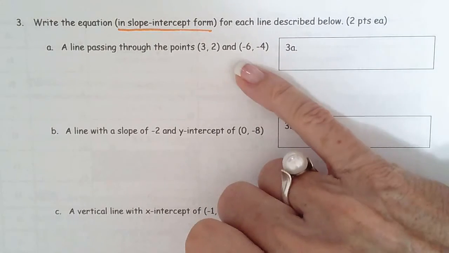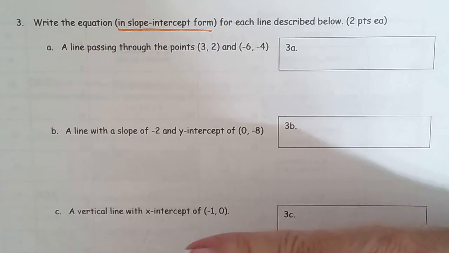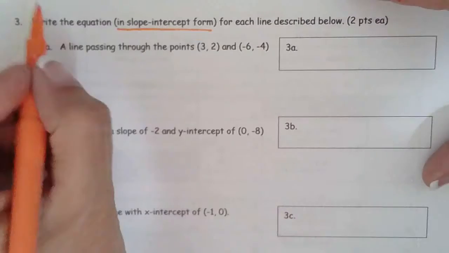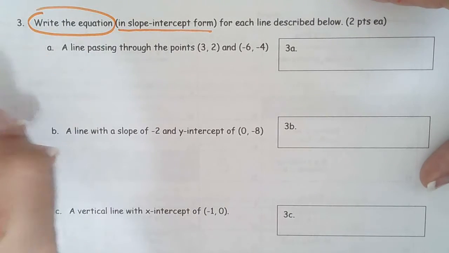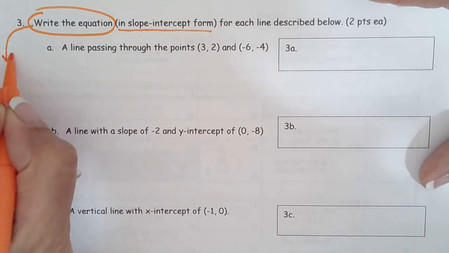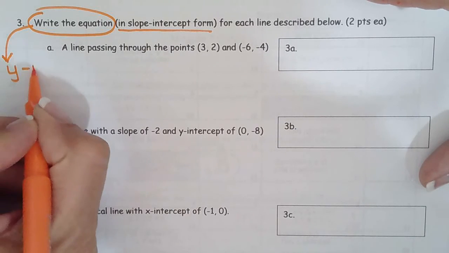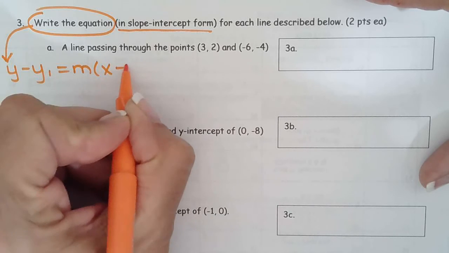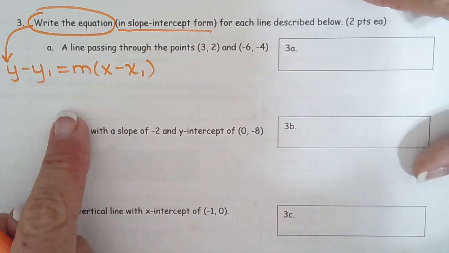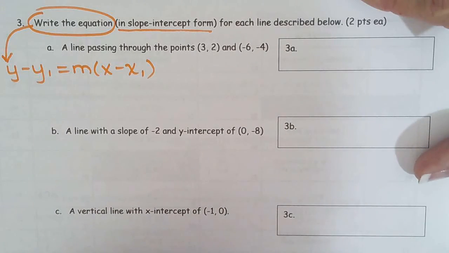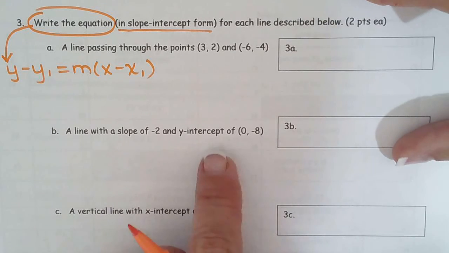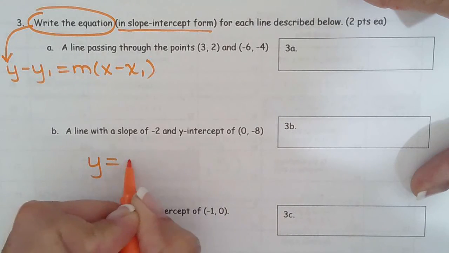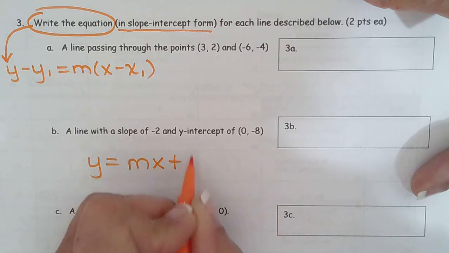If they give you 2 points, you have to find the slope first, because remember, we need a y-intercept and we need a slope. But when it says write the equation, I'm going to get ready my formula. Y minus y sub 1 equals m times x minus x sub 1. So the only time you wouldn't use that is if they gave you the y-intercept. See here where they give us the y-intercept? So this one we can go right into y equals mx plus b. But that's the only case.